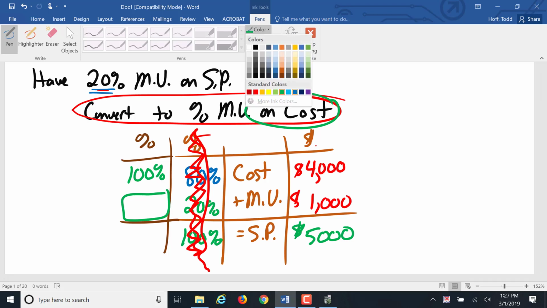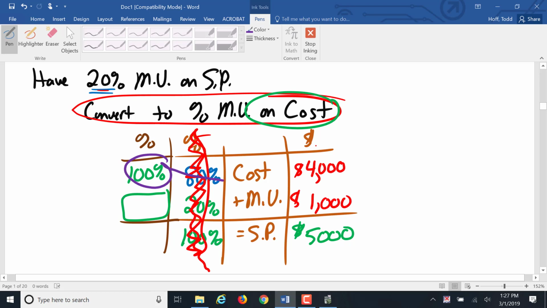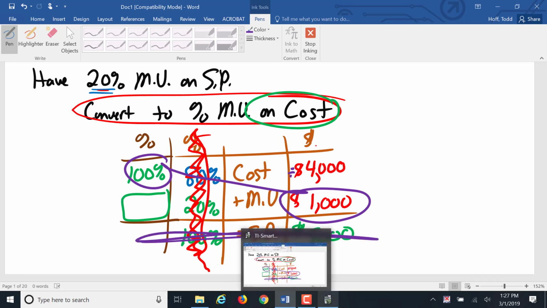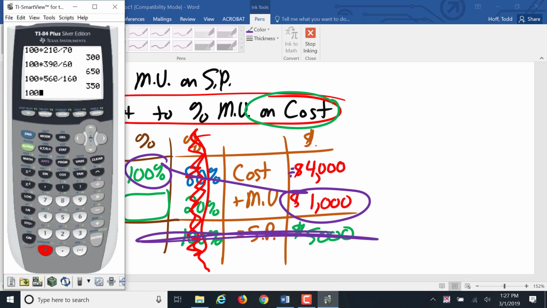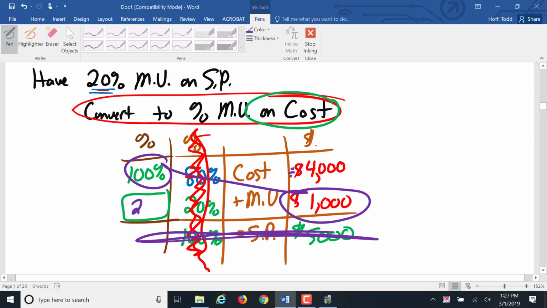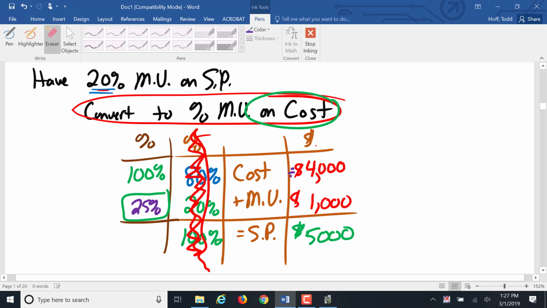So what I can do now is take 100 times the 1,000 and divide by the $4,000 there. I'm using that proportion, ignoring that bottom row. So 100 times 1,000 divided by 4,000 gives us 25. That is equivalent to a 25% markup on cost. So that 20% markup on selling price that we started with is equivalent to a 25% markup on cost.